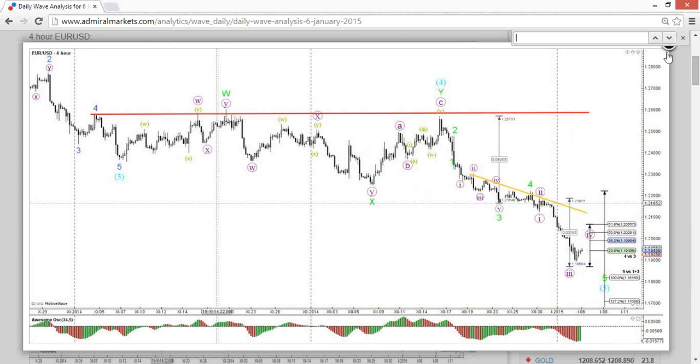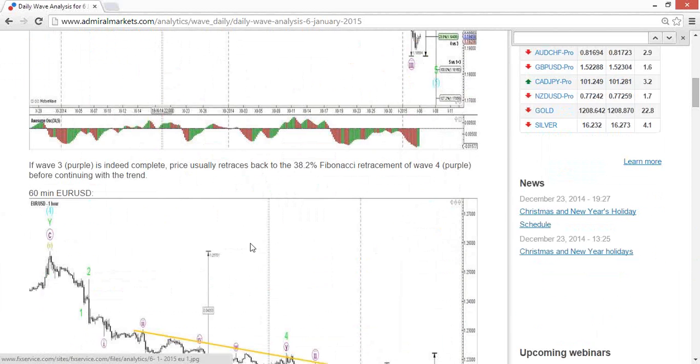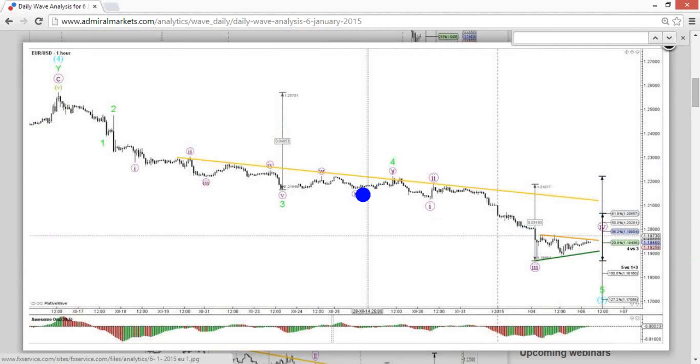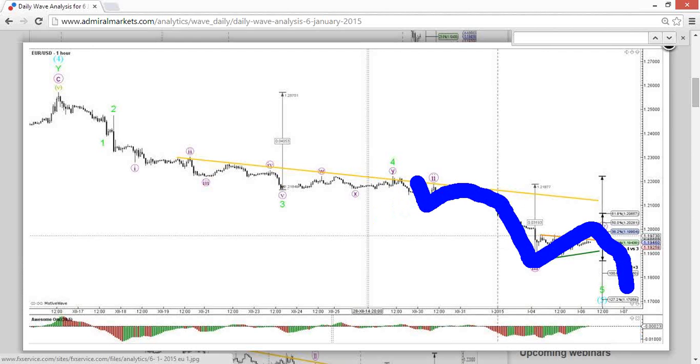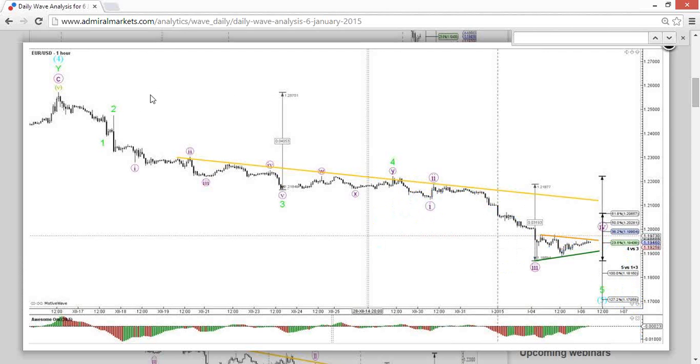Now we're looking for, when we zoom into the hourly chart, basically here we see a 1, 2, 3, 4. We're in a 5. Well, it could be extended, but this could be a 1, 2, 3, 4, 5. But with so much downside bearish pressure, I'm going to be changing the wave count. It's going to be extended in some way. I'm just not sure how. So it doesn't make sense to anticipate that as yet because I'm not sure how that will develop.